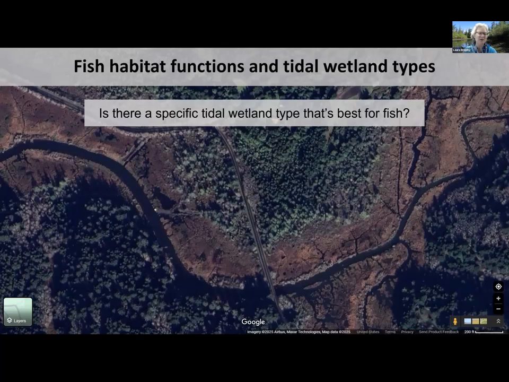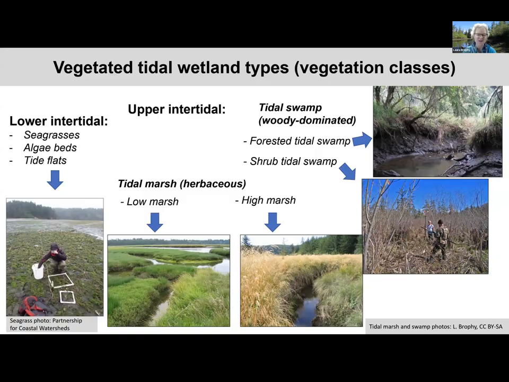We asked the question, of course, what habitats do the best for fish? Is there a specific tidal wetland type that's best for fish? In order to address that, I'm going to start with a little introduction to tidal wetland types. And these types are present across the entire West Coast. My photos will tend to have a Pacific Northwest focus since that's my region.